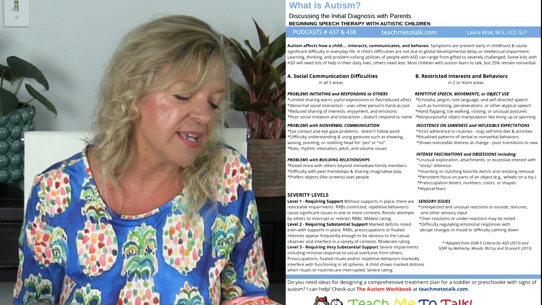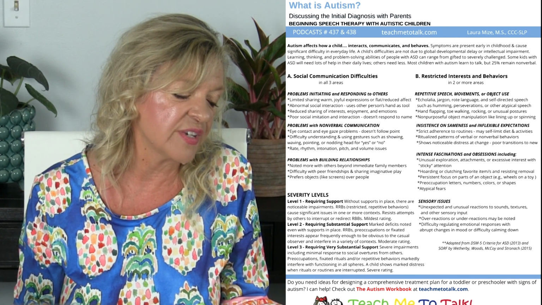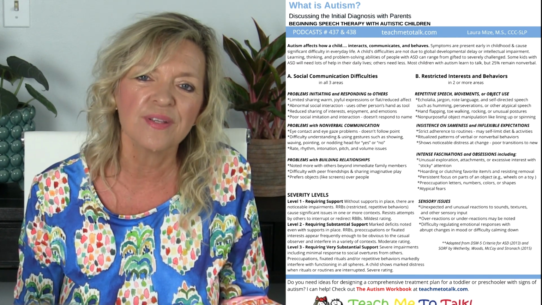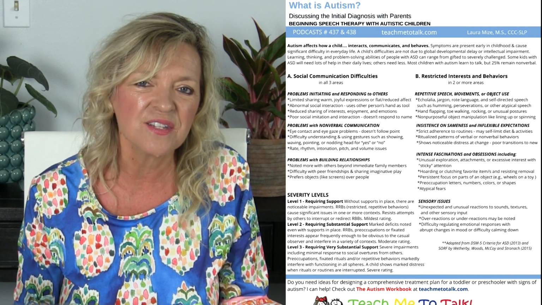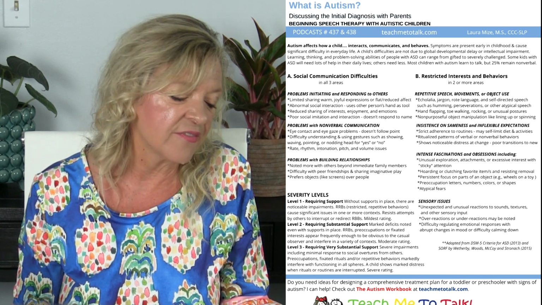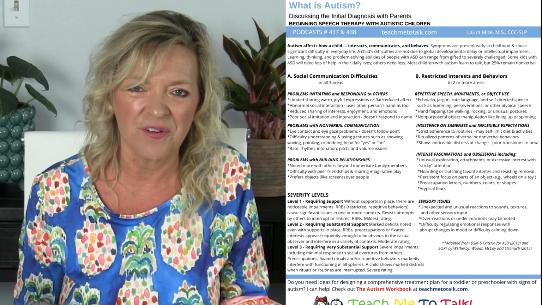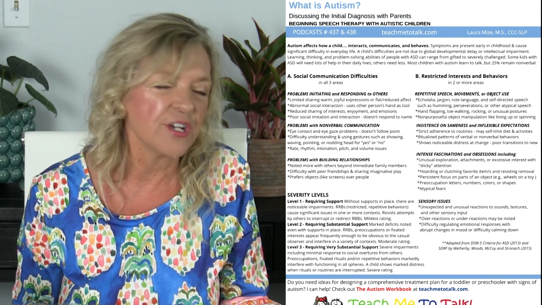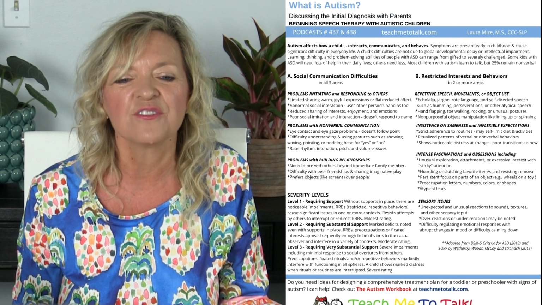So the RRBs, or preoccupations or fixated interests, appear frequently enough to be obvious to the casual observer and interfere in a variety of contexts. So this would be a moderate rating. And then level 3, requiring very substantial support.